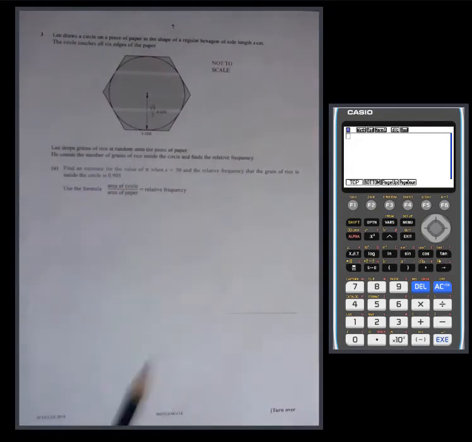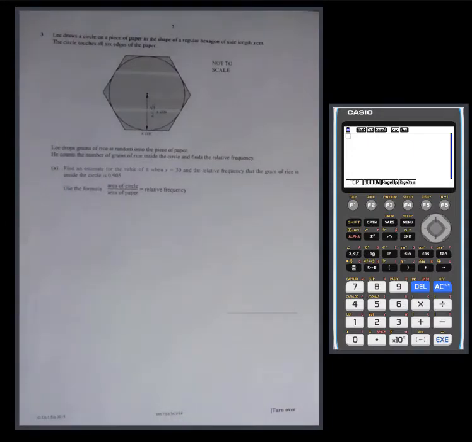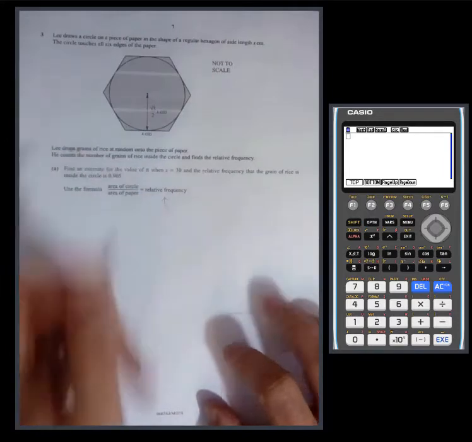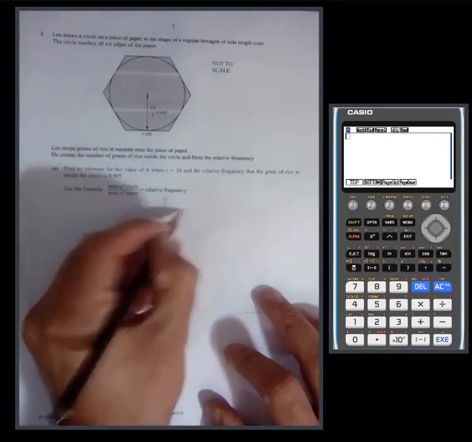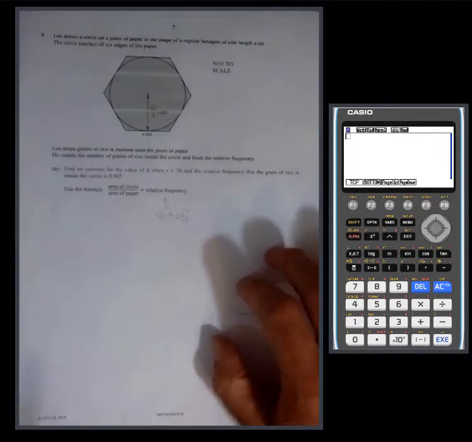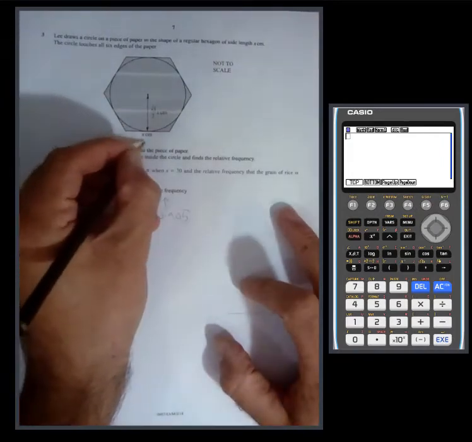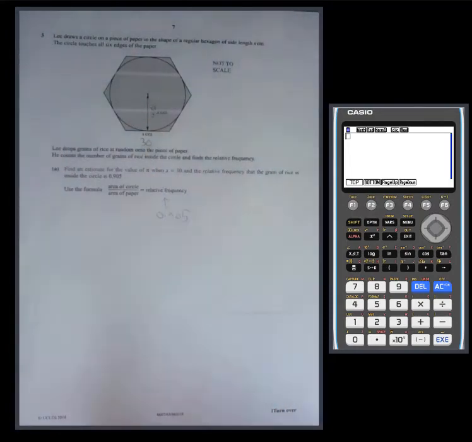So we don't need to go flicking back because it tells us use the formula area of circle over area of paper equals relative frequency. So we know this relative frequency, we've just been given it, which is 0.905. We're probably going to have to work out some areas, which I think the circle will be okay, but the other one will be an issue. So we have been told that x equals 30. So I'm just going to write this down. x equals 30. Then we've got this root 3x over 2.